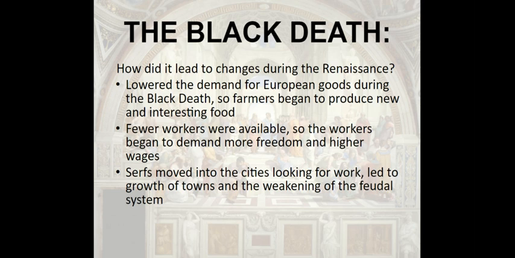Serfs moved into the cities looking for work, which led to the growth of towns and the weakening of the feudal system. This is definitely a social effect of the Black Death. Over the past 2 days, we've talked about the feudal system and absolute monarchies and what that looks like. And so with the Black Death and with people moving into towns, we really see the feudal system fall apart, because the feudal system was based on that manor system that we talked about in lesson 1.